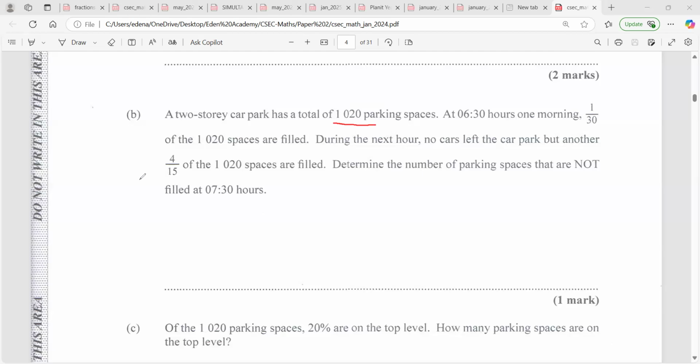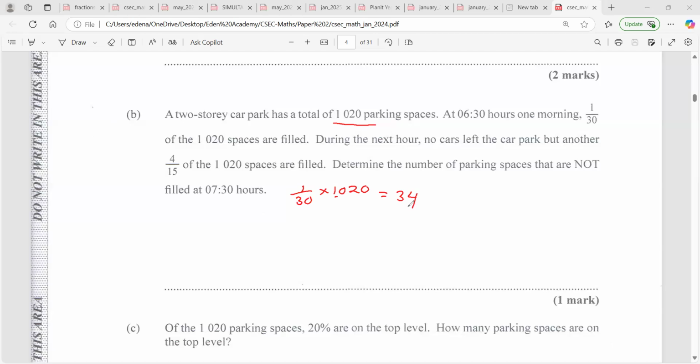So we could go ahead and try to figure out 1/30th of 1,020. We could simply put that in a calculator as 1,020 divided by 30. I can work it in my head as well. We get 34. So we know that 34 spaces are filled so far at 6:30.